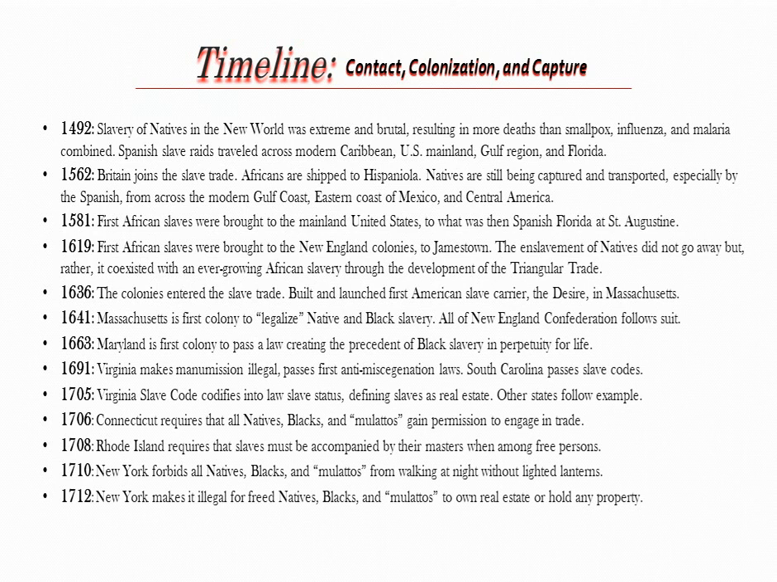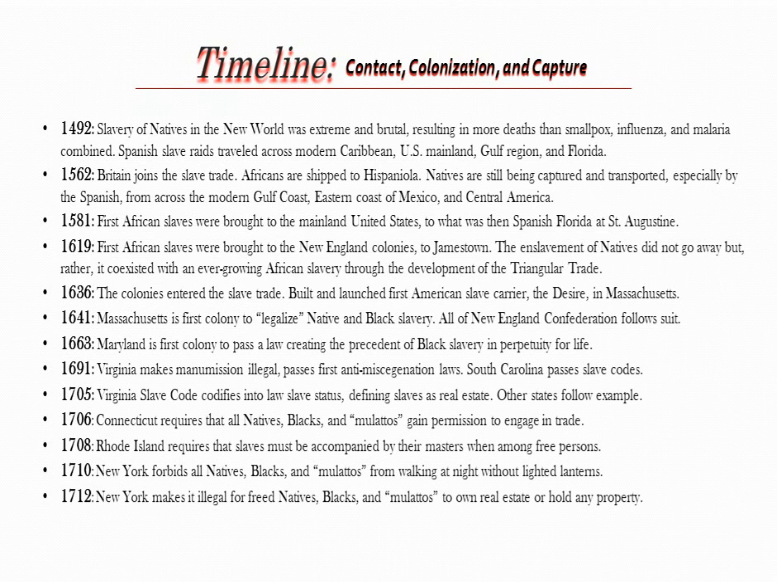In 1581, the first African slaves were brought to the U.S. mainland, to what was then Spanish Florida at St. Augustine. And by 1619, the first Africans were brought to the English colonies, to Jamestown in Virginia.